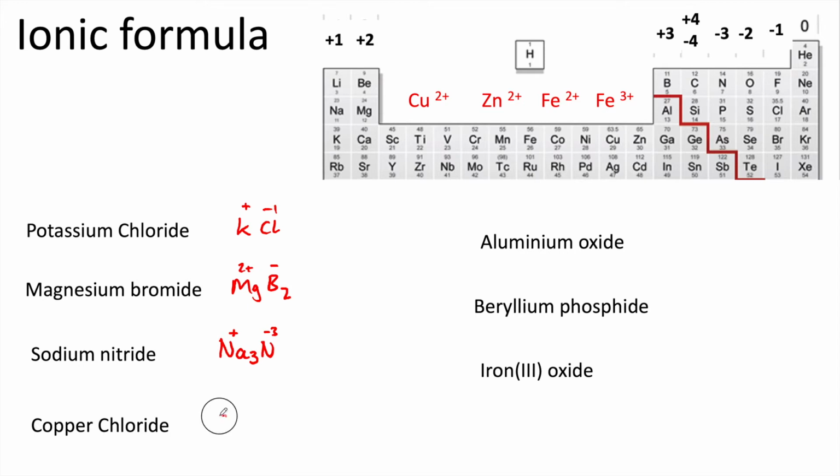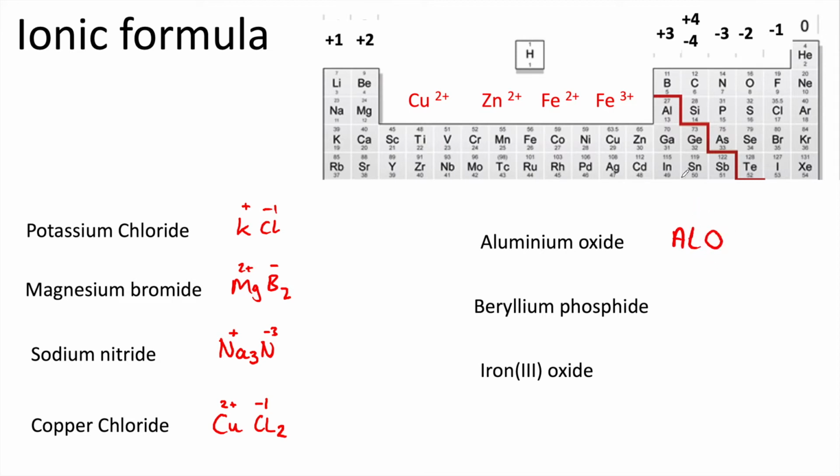So copper chloride, we've got copper is the transition metal and its charge is always 2+. Chlorine is in group 7, so it's got a -1 charge, and so we need 2 chlorines to take the 2 electrons, and you can see those charges balance, and we just continue like that. Now aluminium oxide is a slightly trickier one.